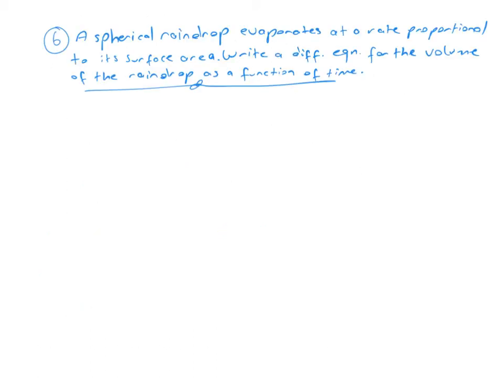Next question. A spherical raindrop evaporates at a rate proportional to its surface area. Write a differential equation for the volume of the raindrop as a function of time. Since we are told that a spherical raindrop evaporates at a rate proportional to its surface area, we can write this differential equation. dV over dt is equal to some constant, let's say k, times S. Here S is surface area and V is volume.